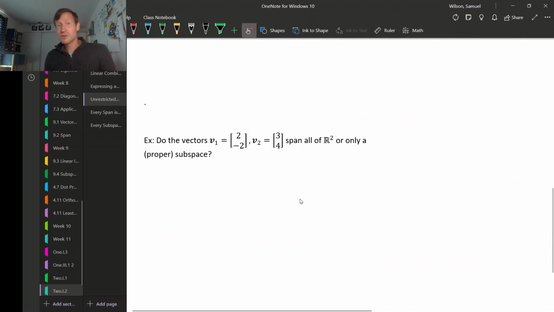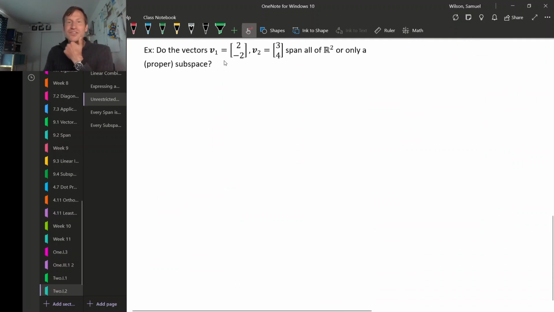All right, one other question about span. Do the vectors v1, which is (2, minus 2), and v2, which is (3, 4), span all of R2 or only a proper subspace? Here, proper means a subspace that isn't actually the whole space, so a subspace that's actually smaller than R2. So how could we check? To know if these span all of R2, we need to pick a generic representative of R2, and that would look like (A, B).